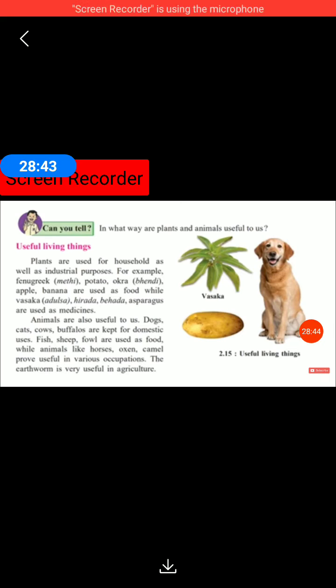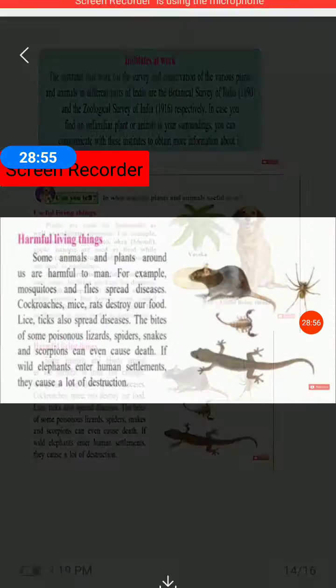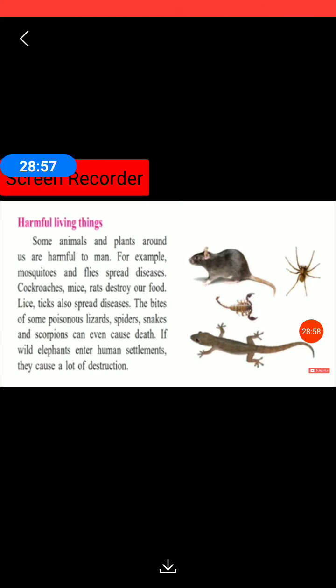So the earthworm is very useful in agriculture. In agriculture, the earthworm is being used. So you can see the plants and animals are very useful to us. Now there are also harmful living things. Some are beneficial but some are harmful also.